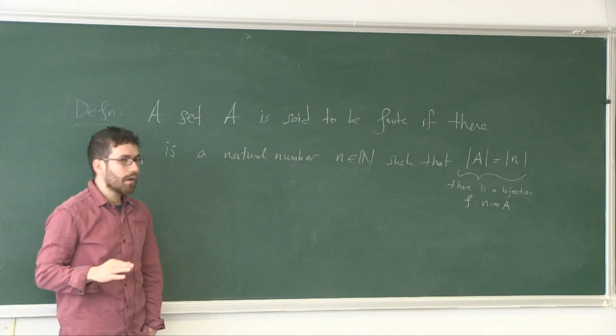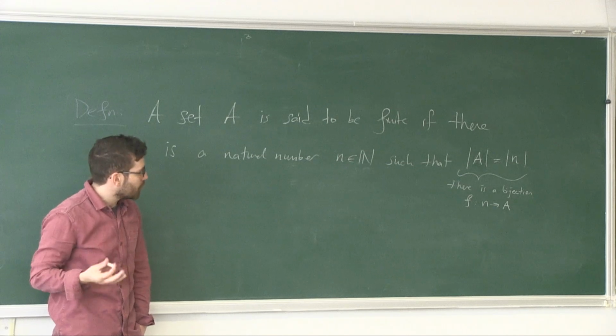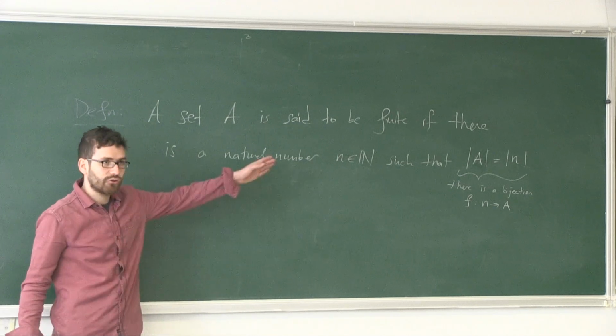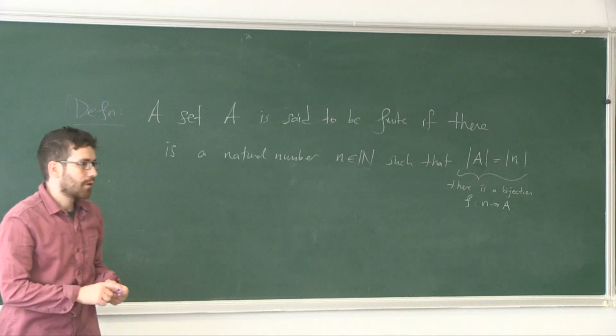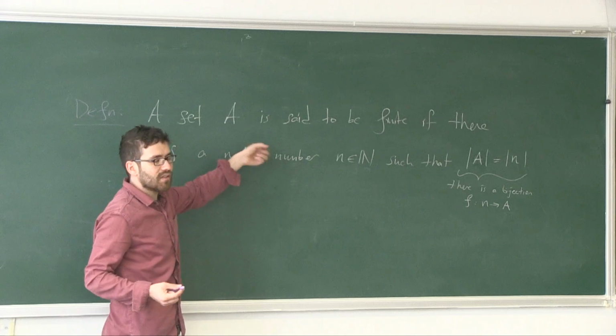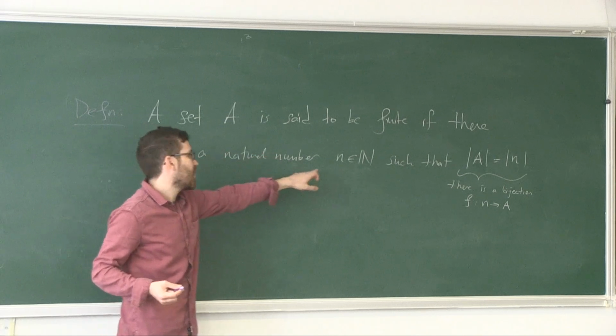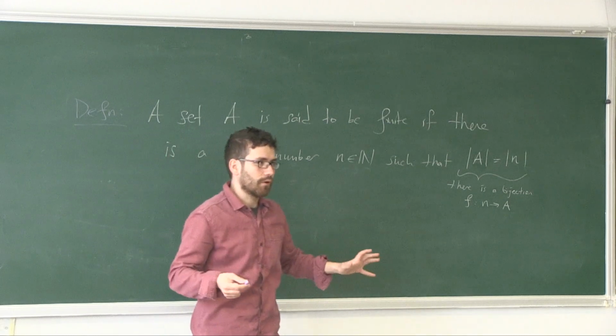So in order to define finite, we use natural numbers. A set is finite if it is equinumerous with a natural number. Now, why is this not circular? Because, how do we define natural numbers? What's a natural number? It's an element of the smallest inductive set, which exists by the axiom of infinity, and so on.